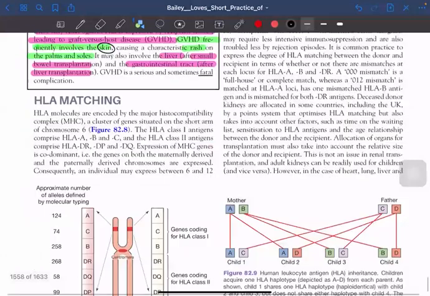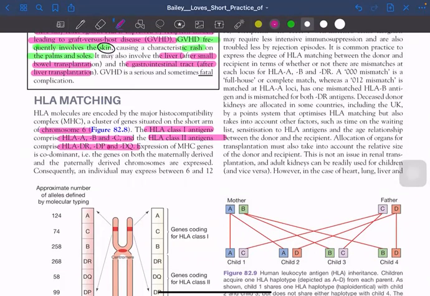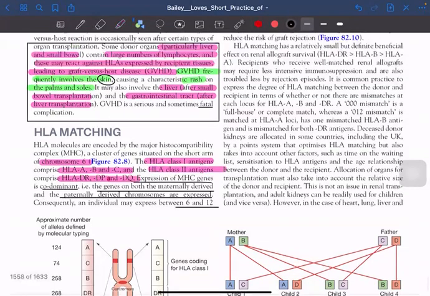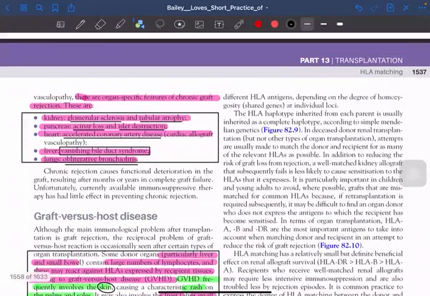Now let's look into HLA matching. The HLA genes are on chromosome 6. Class 1 antigens are A, B, C. Class 2 antigens are DR, DP, DQ. Expression of MHC is a codominant phenomenon, with genes on both the maternally derived and the paternally derived chromosome. Both alleles come from both the parents, and consequently an individual may express between 6 to 12 HLA types, but these 6 types are more important, which we saw right now.